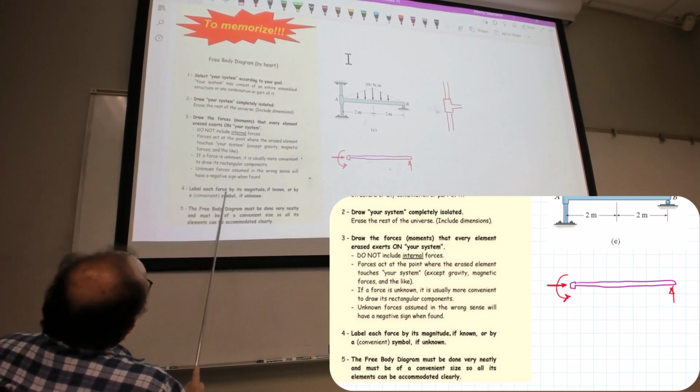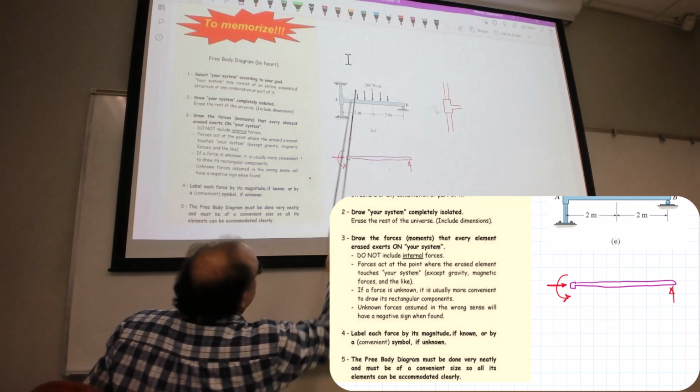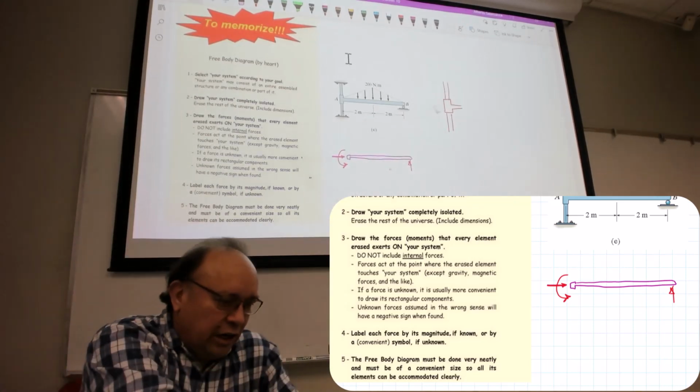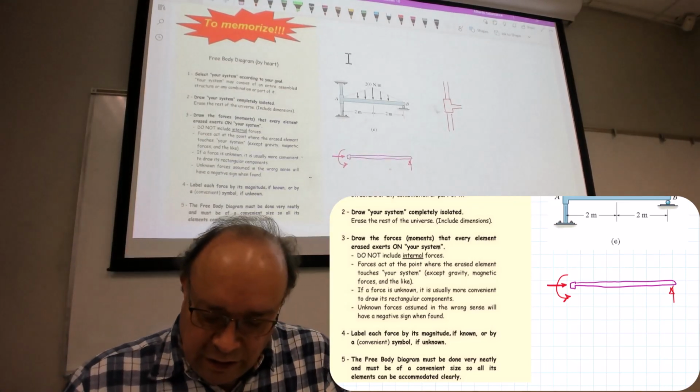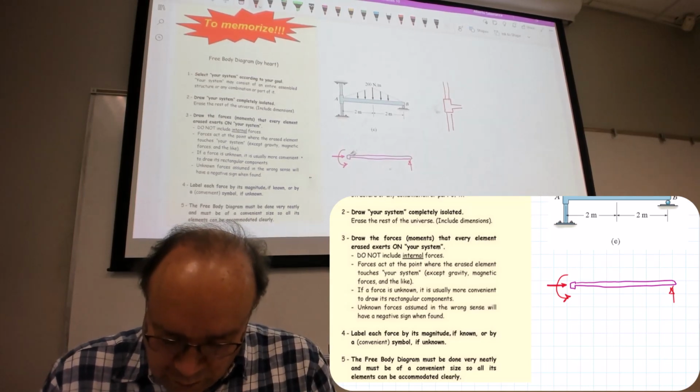Now, label each force. Well, I have to draw all the forces, so I have to draw also these, right? The loading that is applied on the system, well, you have to draw it. So you draw your load.